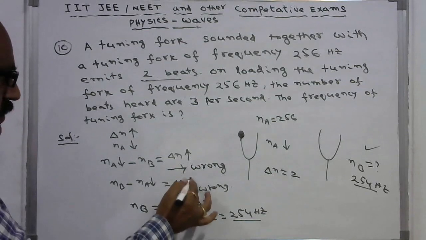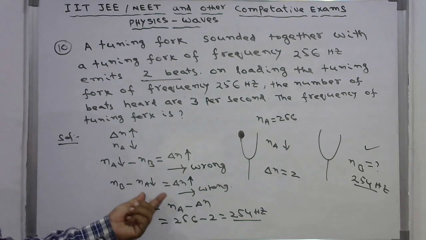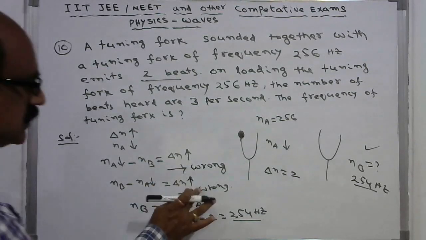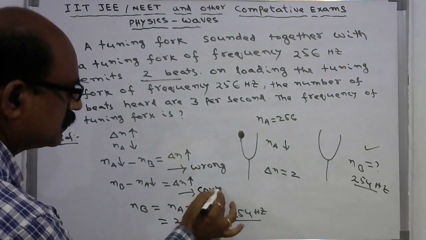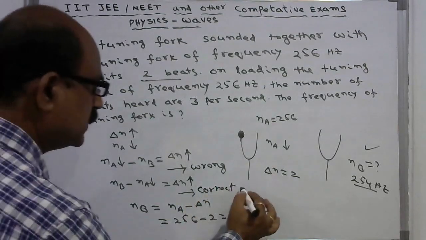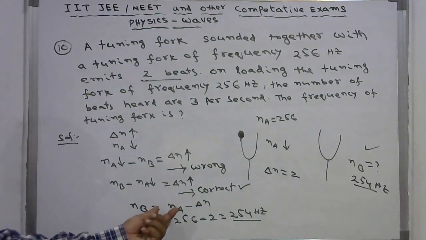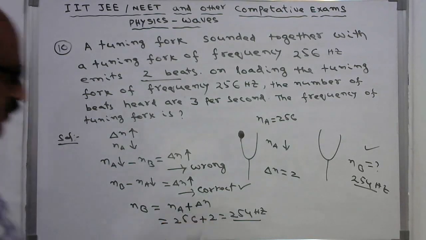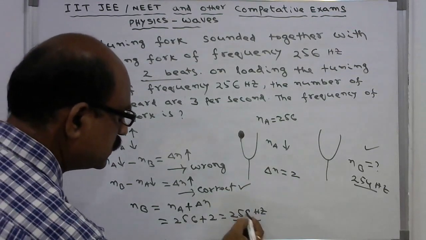And in the second case, Nb minus Na decreased can be delta N increased. This is correct. So we have to take this equation into consideration. So this equation becomes Nb is equal to Na plus delta N. So this becomes plus 2. This becomes 258 Hz.